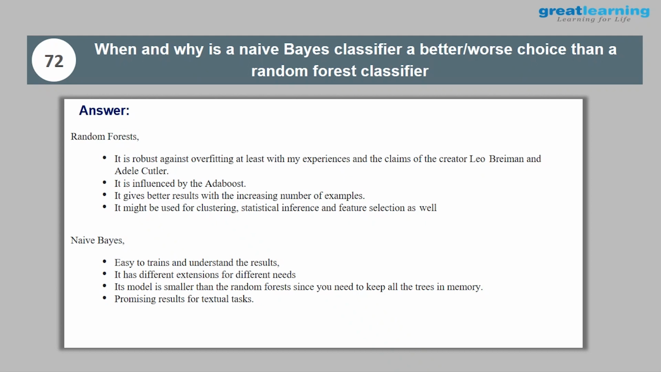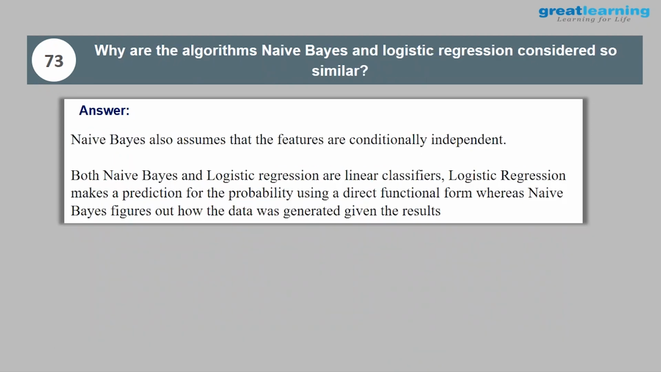Now comes naive Bayes. It is easy to train and understand the results. It has different extensions for different needs. Its model is smaller than the random forest, since you need to keep all the trees in memory. It gives promising results for textual tasks.